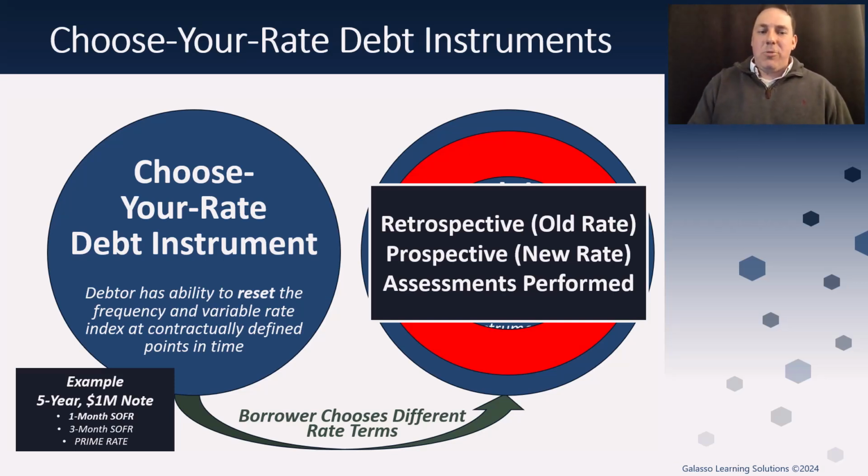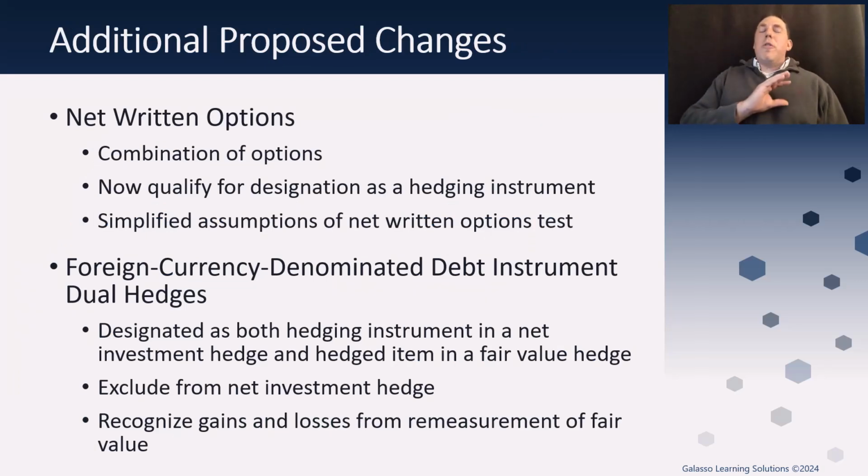2 other very, very quick proposed changes to mention: the net written option test. This test determines whether a combination of options can be used as a hedging instrument. The new guidance just simplifies some of the assumptions regarding the interest rate used, as well as the timing and reset dates in that net written options test.